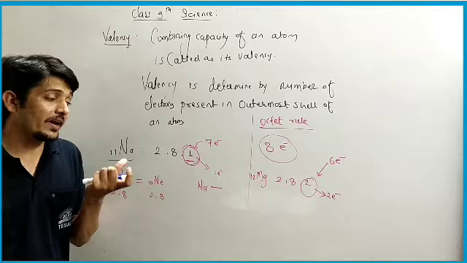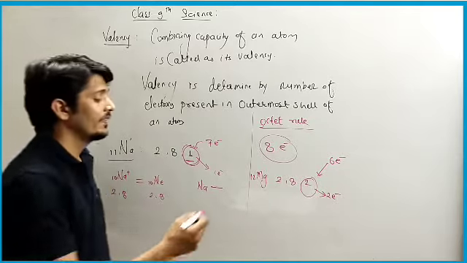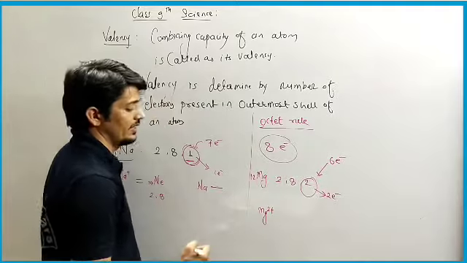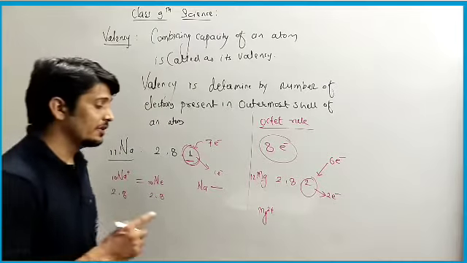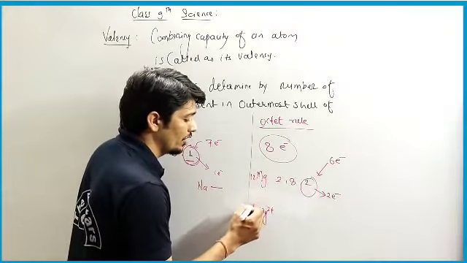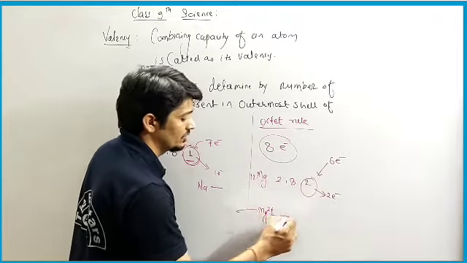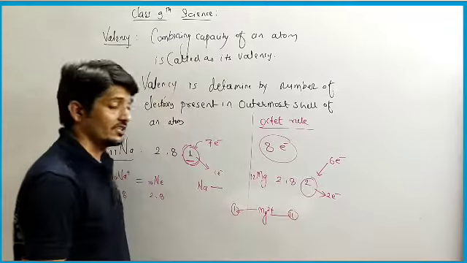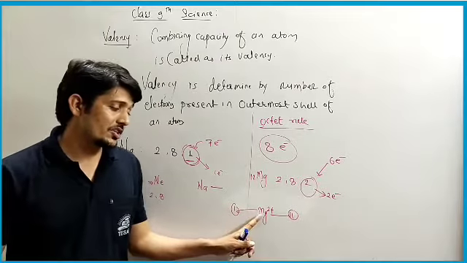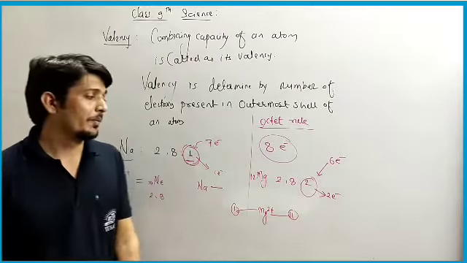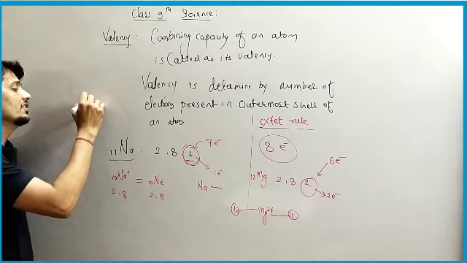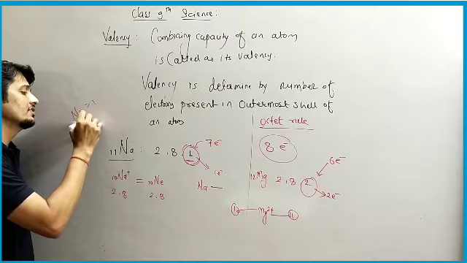If magnesium loses 2 electrons, that means magnesium will acquire Mg2+ ion. That means magnesium is going to form 2 bonds. Okay, one bond this side and another bond this side. That means magnesium has valency 2. Magnesium की valency क्या हो जाएगी, 2 हो जाएगी. So valency of sodium is 1, valency of magnesium is 2.